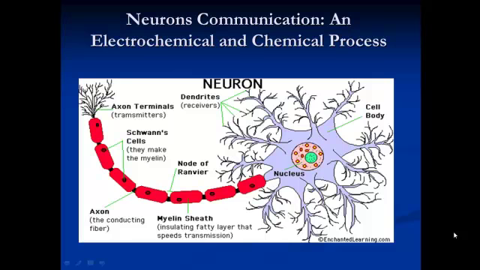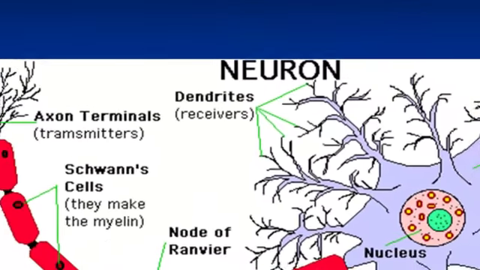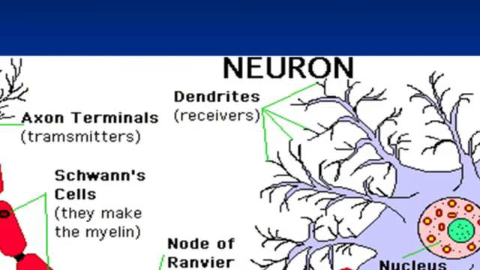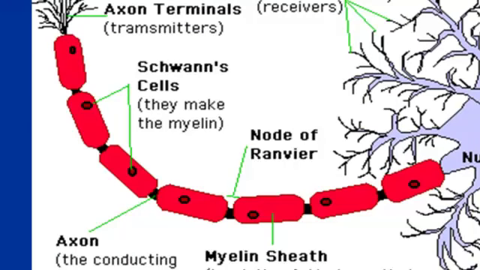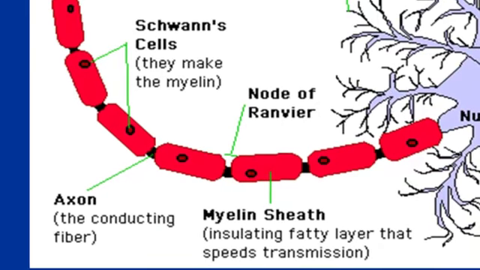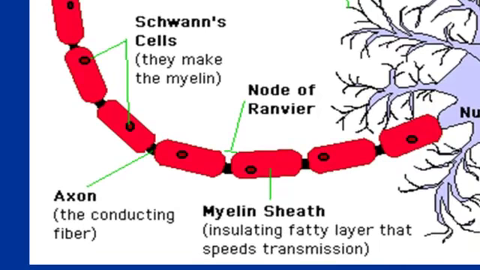Now, there's the cell body, where you have the nucleus and a lot of other organelles. You have dendrites, and the dendrites bring in information to the cell body. We'll talk about that. We have an axon, which sends signals away, electrical signals away from the cell body. There's the myelin, which is kind of this fatty tissue that surrounds the axon, kind of insulates it, but also speeds up the conduction of that information.